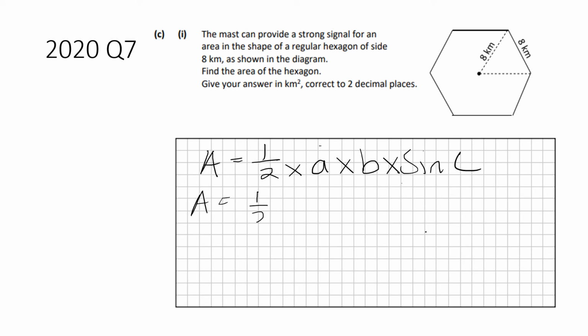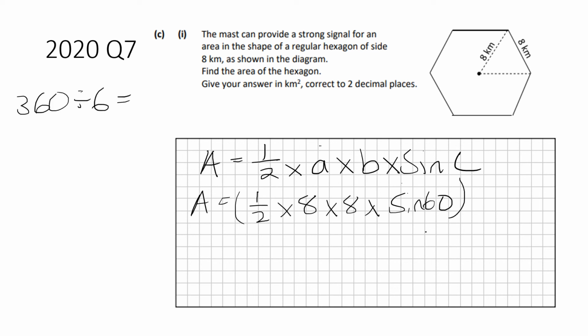So that's a half times 8 times 8 times sin 60, and you're getting the 60 from the 360 degrees in a circle divided by 6, so that's 60. And then we just multiply the area of the triangle by 6 because there are 6 of them, and you get 166.28 kilometers squared to two decimal places.